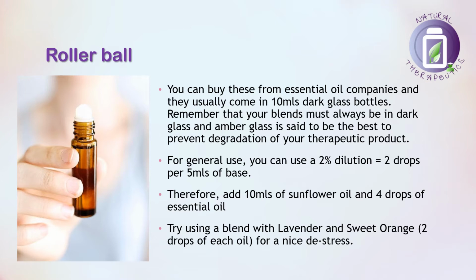For general use, you can use 2%, say 2 drops in 5 ml of base oil. So for example, you could put in 10 ml of sunflower oil, which is a great all-rounder oil, and 4 drops of essential oil, such as lavender. We're suggesting a blend here with lavender and sweet orange, 2 drops of each, and that'll be a nice de-stress that you can carry around with you, roll it on your neck or on your pulse points, wherever you are comfortable using it.